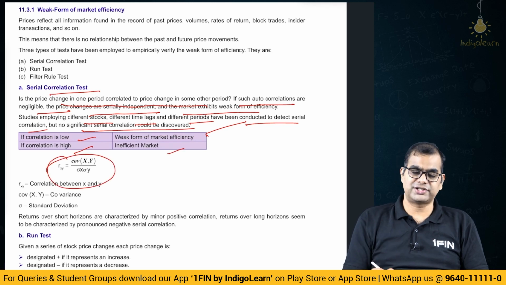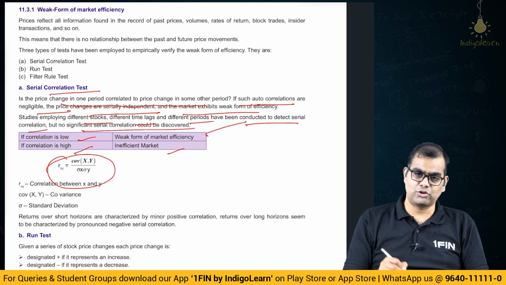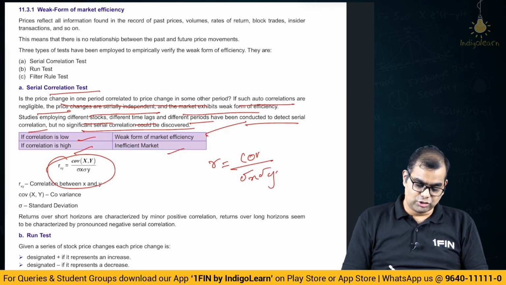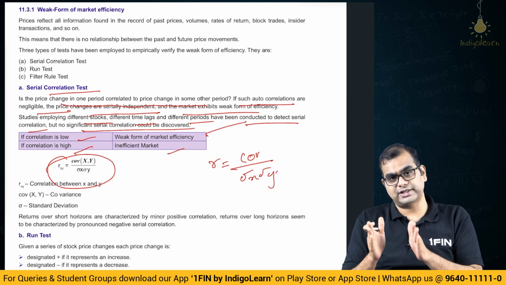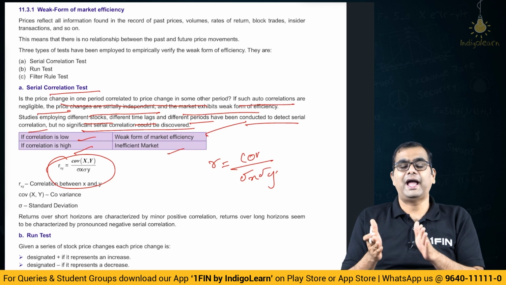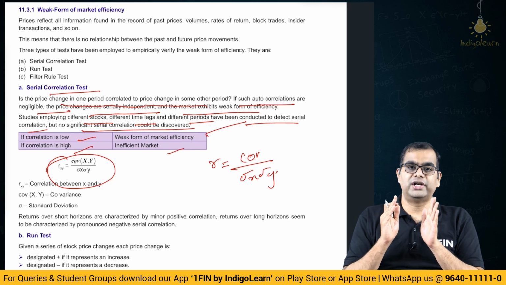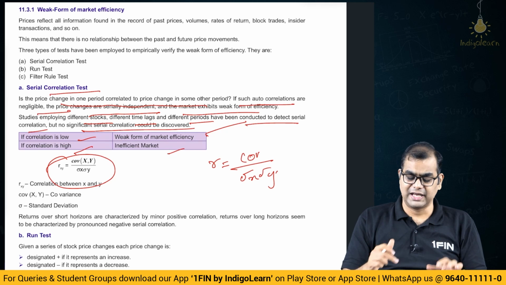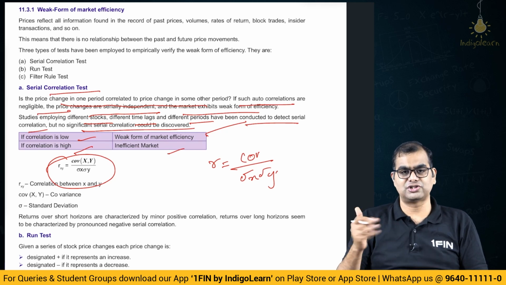How do you find out correlation? First you find out the covariance. And using covariance you find out the correlation. Correlation R is equal to covariance divided by the standard deviations of both the securities, right. So, you find out the correlation between 2 sets of data points and figure out the correlation value. If the correlation is low, then the market is at least weakly efficient. Can we look at a problem here? Right now we can solve one problem.